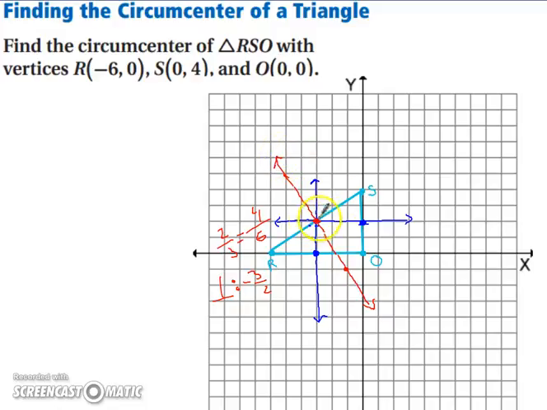Now, where all three intersect, that is your circumcenter. So your circumcenter is right there.